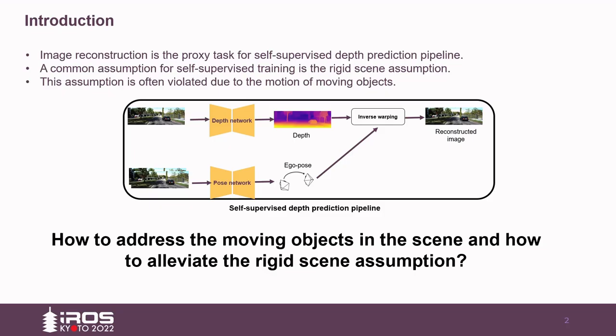Self-supervised depth prediction is one of the most successful in unsupervised learning. It uses image reconstruction as a pretext task. In a basic pipeline, a pose and the depth are learned from an image sequence and a warping function is used to reconstruct the image. A common assumption of this warping is a rigid scene, that is a static scene and a moving camera. When supervised with monocular video, this assumption is violated due to the moving objects. In this work, we address the problem of moving objects in the scene and we alleviate the rigid scene assumption.